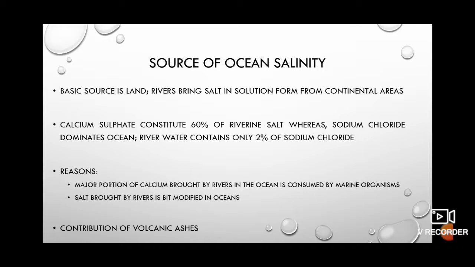So what may be the reason? The major explanation is that a major portion of the calcium brought by the rivers into the ocean is consumed by marine organisms. Secondly, the salt brought by the rivers is somewhat modified in our oceans. Volcanic ashes also provide some amount of salt to our oceans.